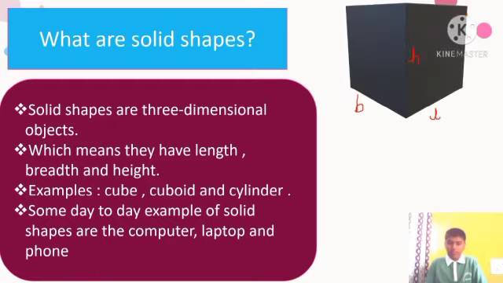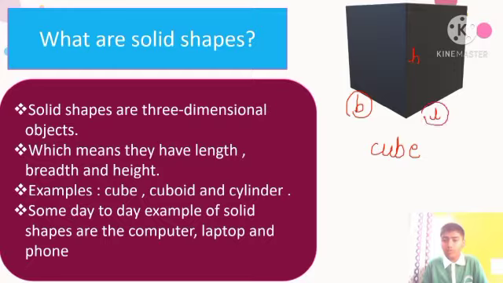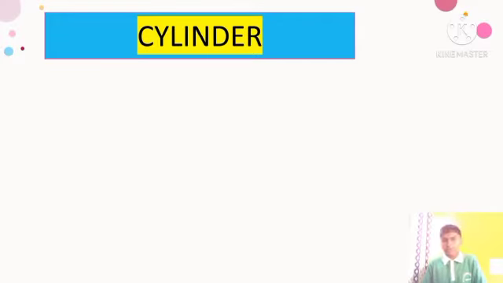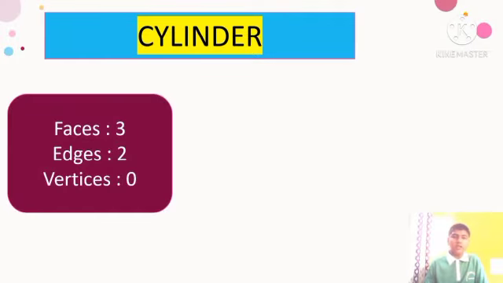Here is an example of a three-dimensional shape, a cube. Here, this is the breadth of the cube, this is the length of the cube, and this is the height of the cube. So, my topic is about the cylinder. First, let's understand a few properties of the cylinder.